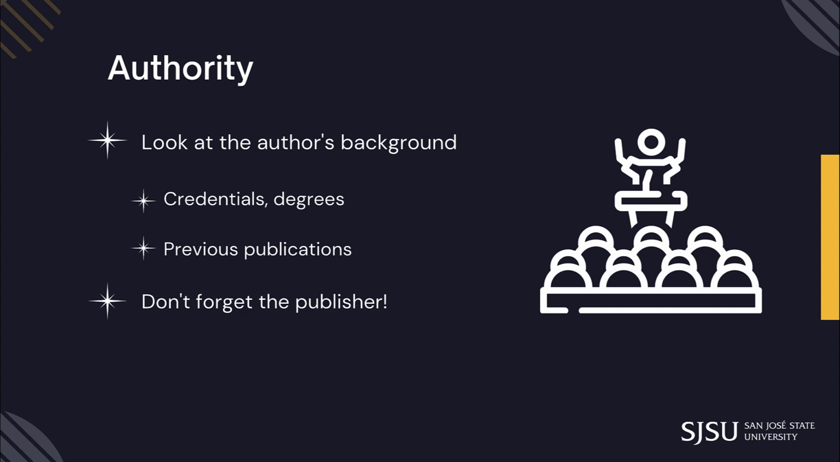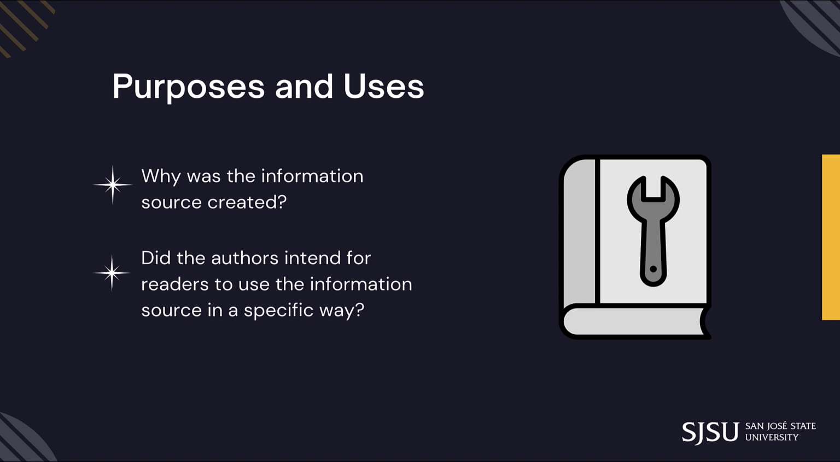In addition, we should look at whether there were editors or peer reviewers to ensure the reliability of the information produced. Fourth, purposes and uses. Here you want to consider what are the reasons why an information source has been created. Did the authors intend for the readers to use and apply their information in specific ways?